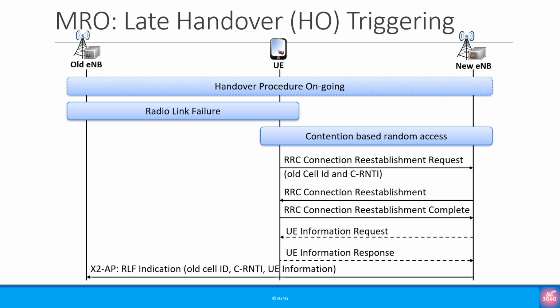The new eNode B can now inform the old eNode B about the RLF problem using the new Release 9 message known as an X2 application part radio link failure indication. The old eNode B can take action based on several RLF indication messages and adjust its threshold to reduce such failures. The procedure to update the thresholds is vendor implementation dependent.